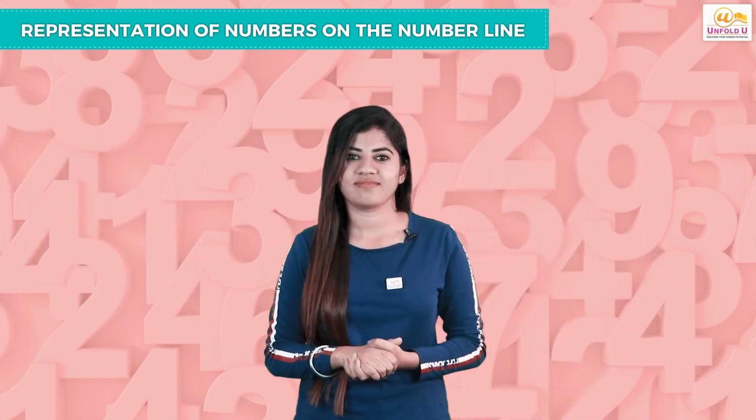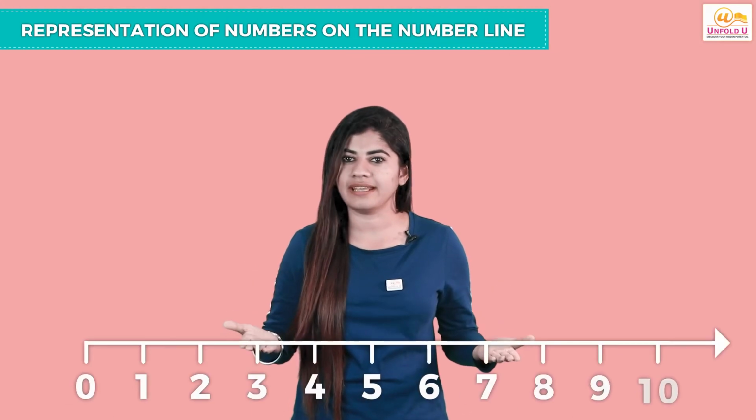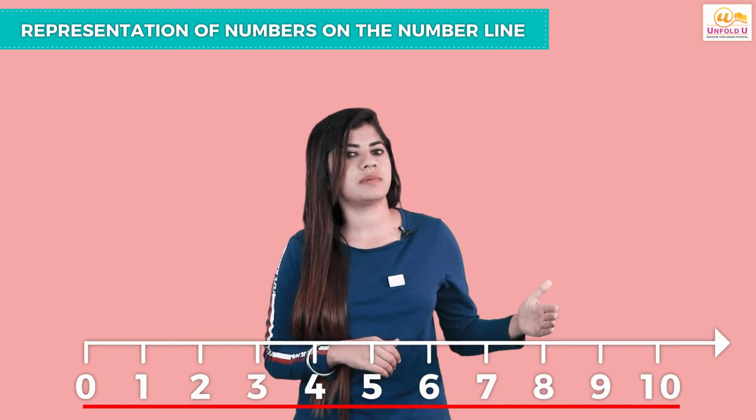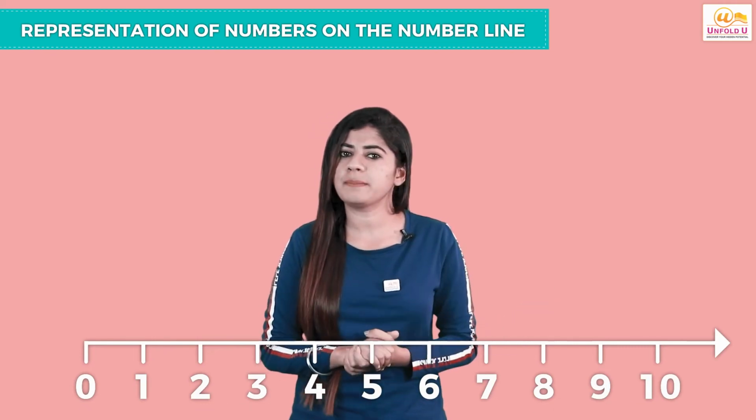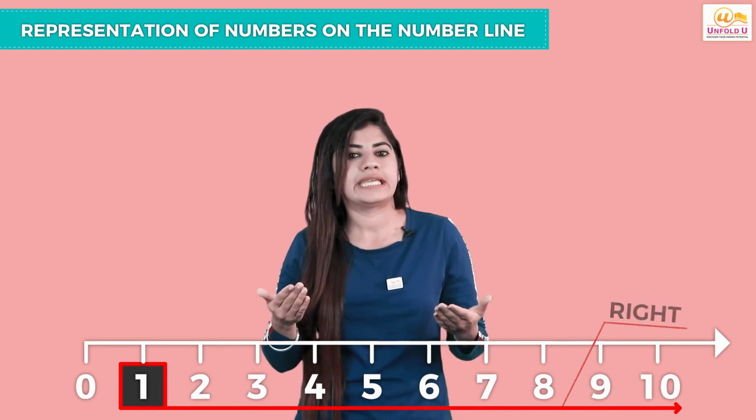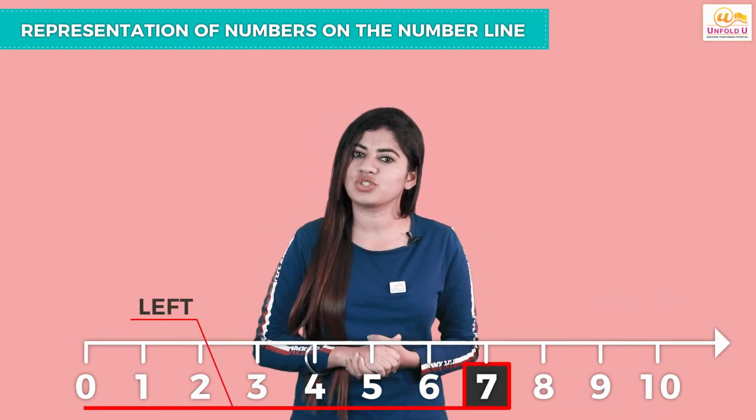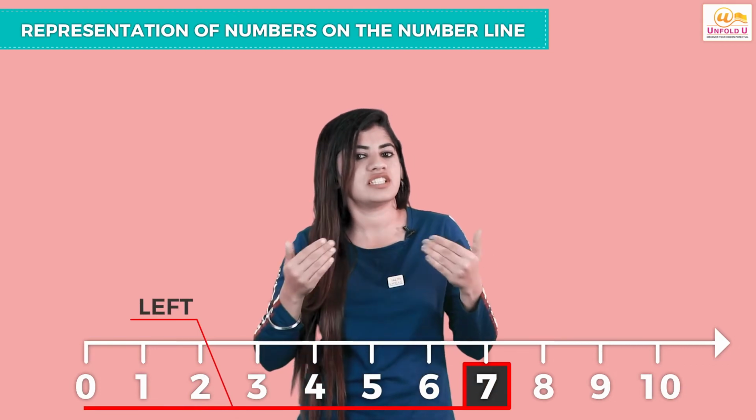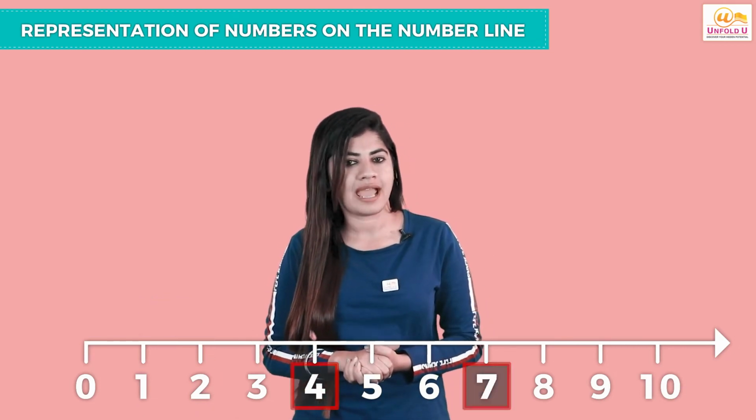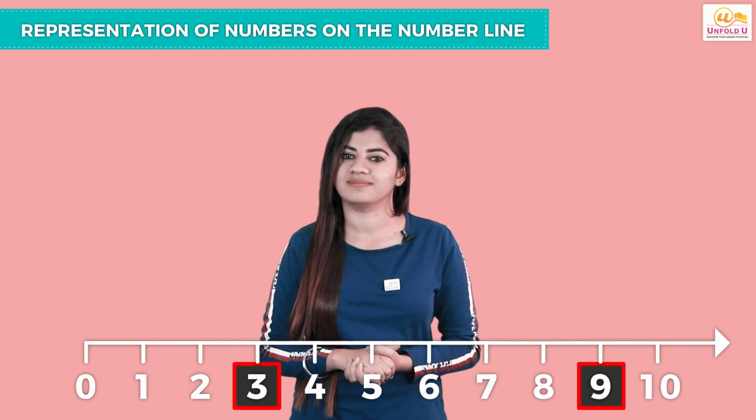Now here on our number line हमें ये बात पता होनी चाहिए कि इस तरफ जाते हुए नंबर्स इंक्रीज हो रहे हैं। फॉर एग्जाम्पल 1 के राइट में जो भी नंबर्स आ रहे हैं वो 1 से बड़े हैं, या 7 से लेफ्ट साइड में जो भी नंबर्स आ रहे हैं वो 7 से छोटे हैं। We can easily say that 7 is greater than 4 and 3 is less than 9.